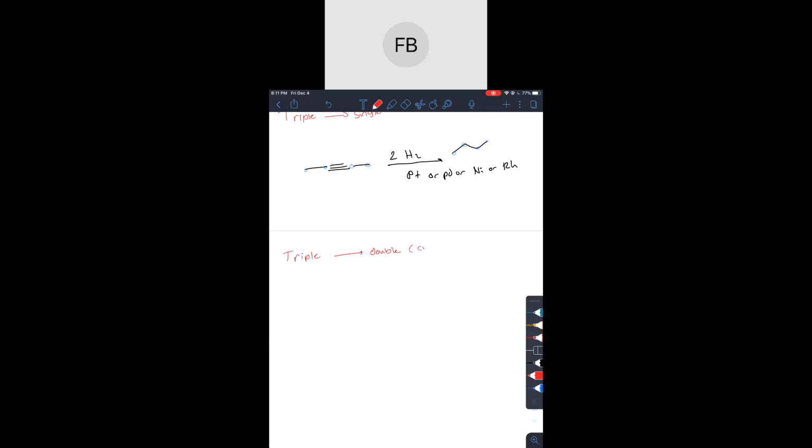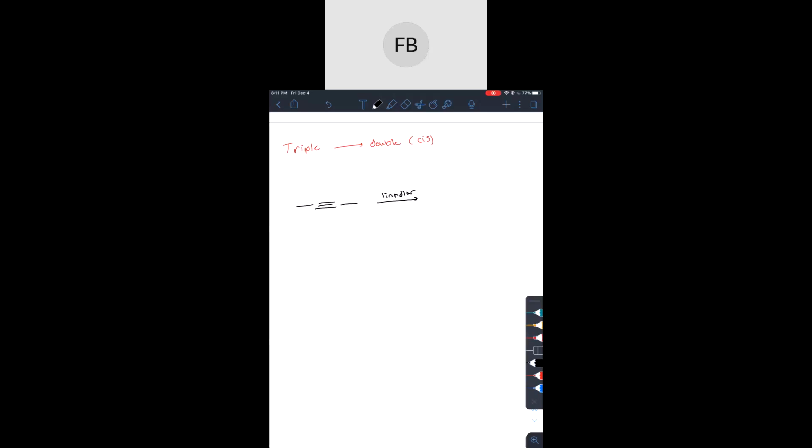Let's do cis first. So the cis option involves Lindlar. Let's just do the same example again. So it's like this, and we get Lindlar. And then basically what happens is that it's cis now. So it goes like that. All right, so that has become a triple bond, a double bond, and it's cis.